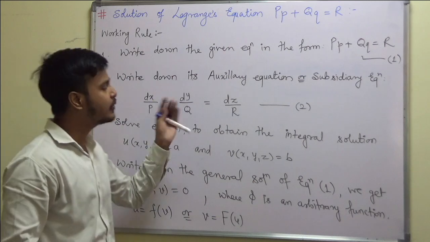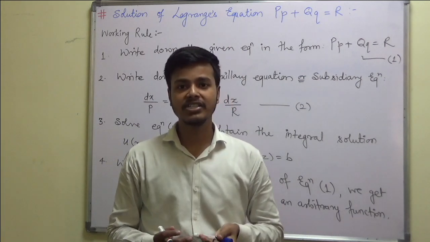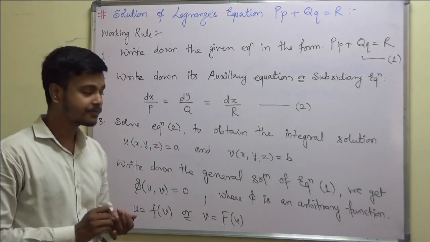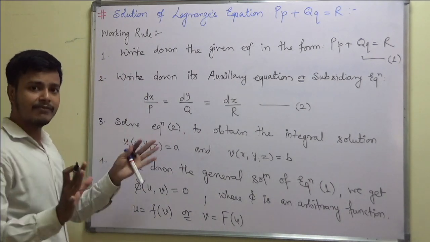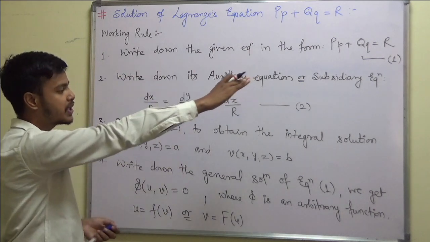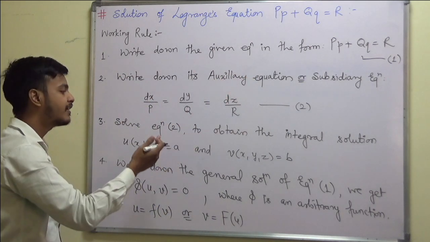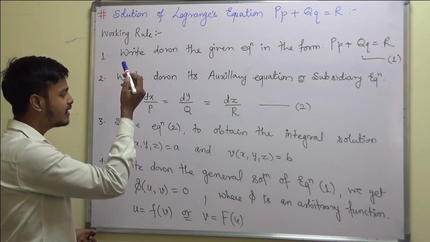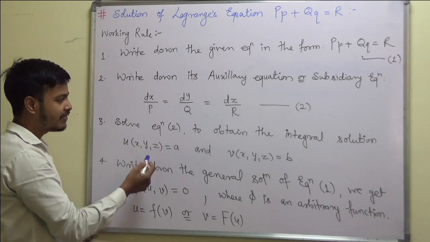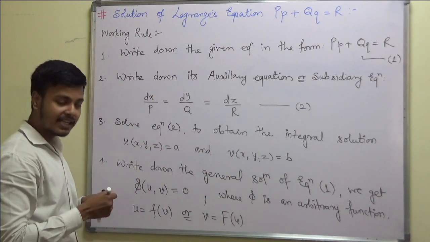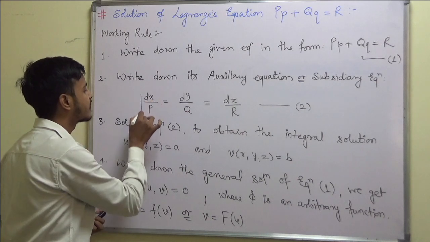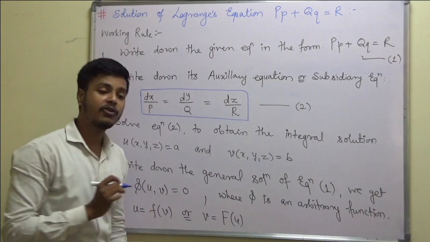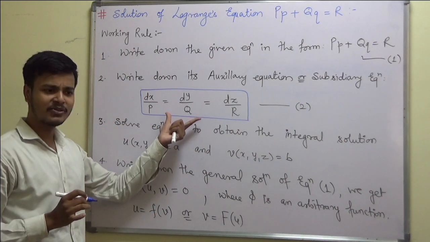So this is all about the solution of Lagrange's equation Pp plus Qq is equal to R. Now the emphasis is on equation 1 and equation 2. Your question would be, to solve equation 2, how will I get the integral solution? There must be a question striking your mind: how do we get the solution of this?